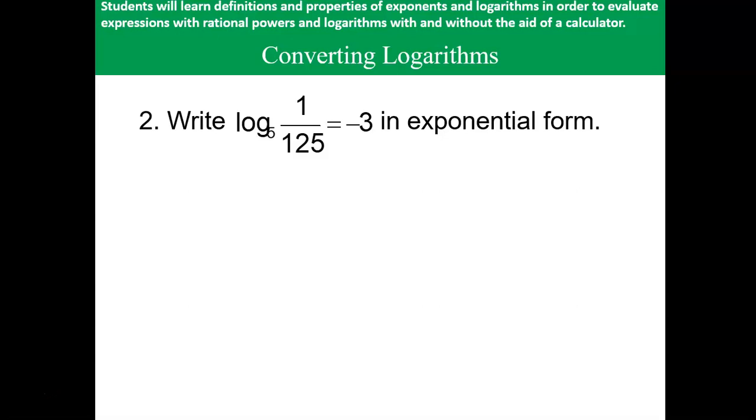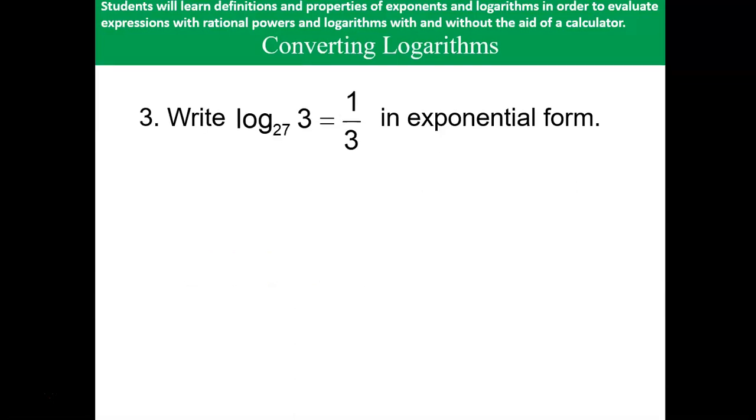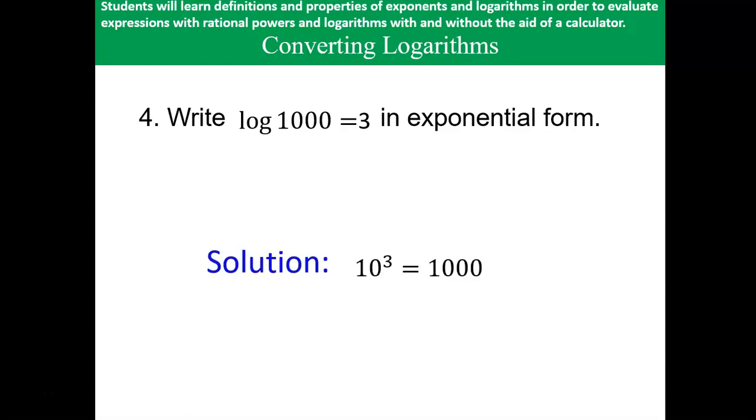Log base 5 of 1/125th is -3, so that means 5 to the negative 3 is 1 divided by 125. The log base 27 of 3 equals 1/3, which means 27 to the 1/3 equals 3. And then the log of 1,000 equals 3, because remember, if you don't see a base written, it's a base 10. So our solution is 10 to the 3rd equals 1,000.